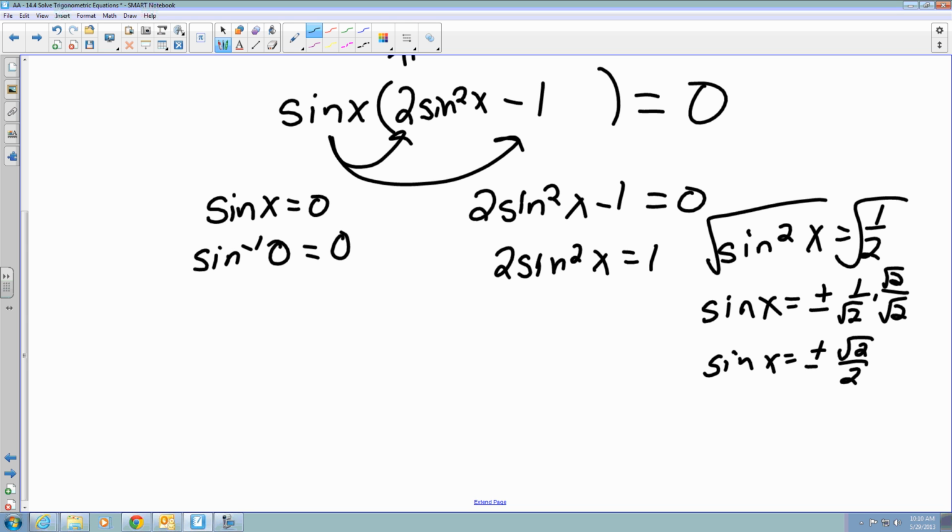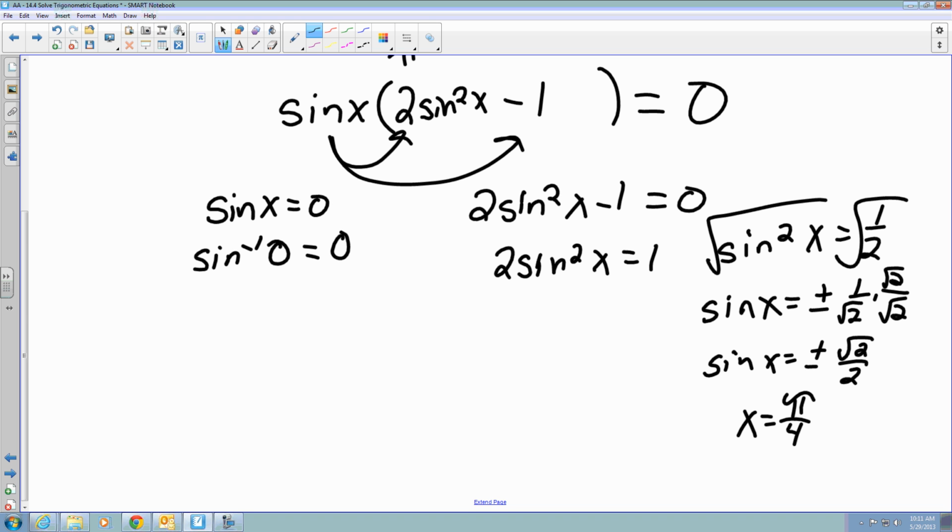Now this happens to be a trig ratio, and that means that if I take the inverse sine of square root of 2 over 2, I'm going to get x equals pi over 4. So from here, since I have both positive and negative values of square root of 2 over 2, that means I'm going to get 4 solutions like I did in part 1.